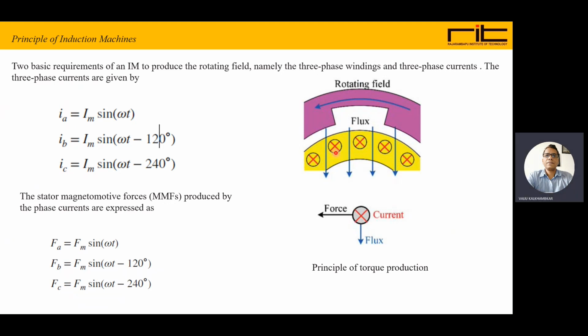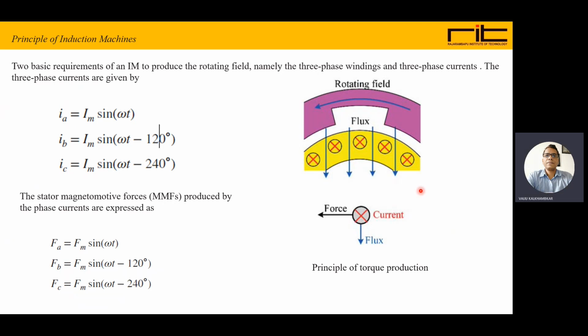Now this flux cuts the stationary conductors. The stationary conductors are placed in the vicinity of the flux, which is the revolving flux, and because of this, the conductors cut the rotating magnetic field, and an EMF is induced in them. Now these conductors try to oppose the very cause of producing the EMF, and that is the rotation.